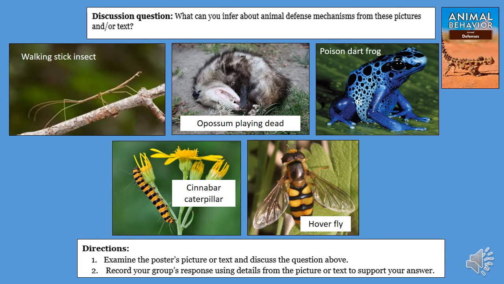Here are some pictures of animals that would be found in your animal behavior book. There's a walking stick insect, an opossum playing dead, a poison dart frog, a cinnabar caterpillar, and a hoverfly. I want you to examine each picture and think about the question up above. What can you infer about animal defense mechanisms from these pictures and or text?